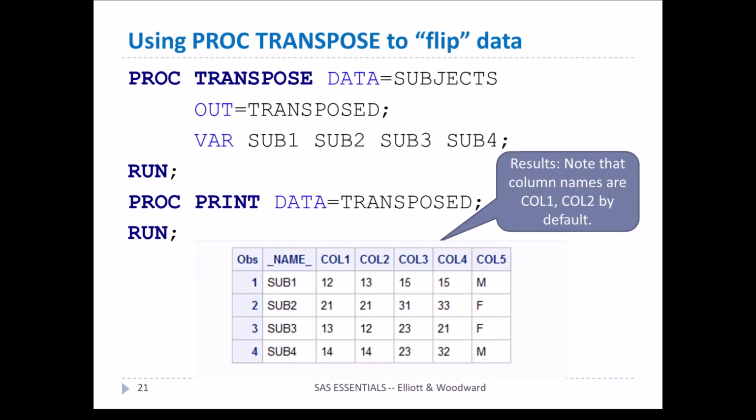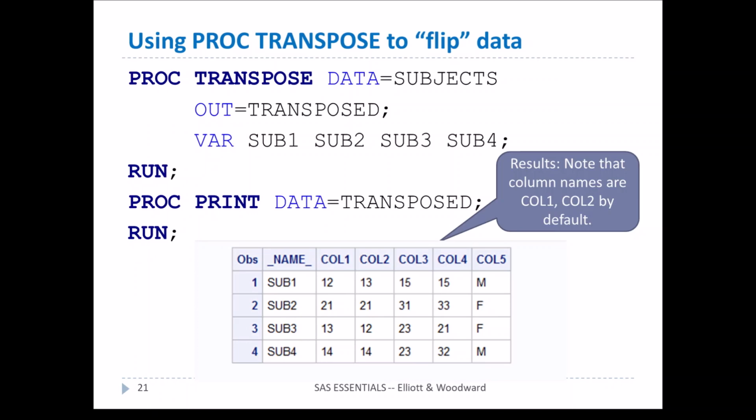Well, we can do a PROC transpose. So here we read in the data subjects, and now we're going to output a new data set called transposed, and we're going to transpose sub1 through sub4. We simply run that, and when we do a PROC print, we can see it did, in fact, do what we wanted. Now each subject, 1 through 4, is on its own line, and so the data is now restructured in a way that we could use it in an analysis.